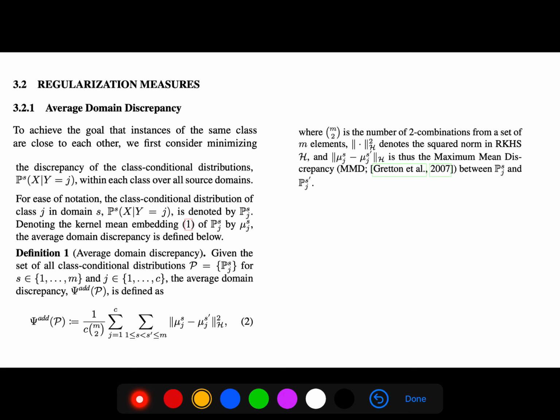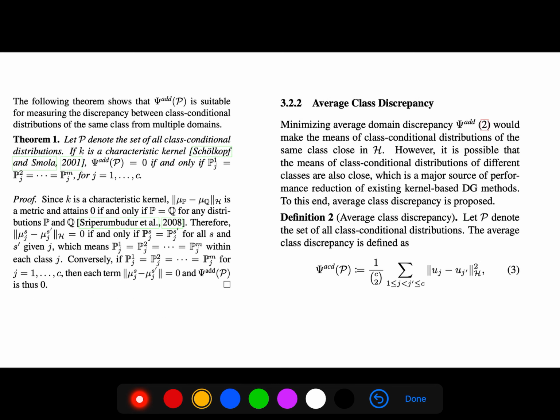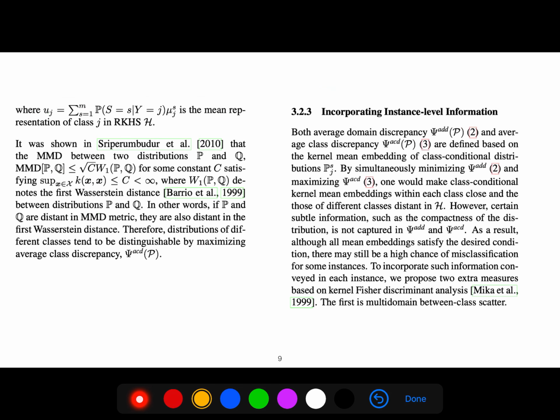And so there are some regularization measures, average domain discrepancy, or another way is average class discrepancy. And we can incorporate instance level information.